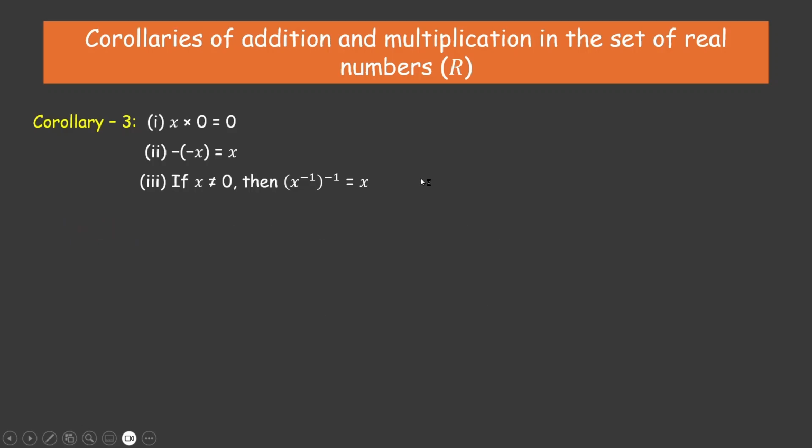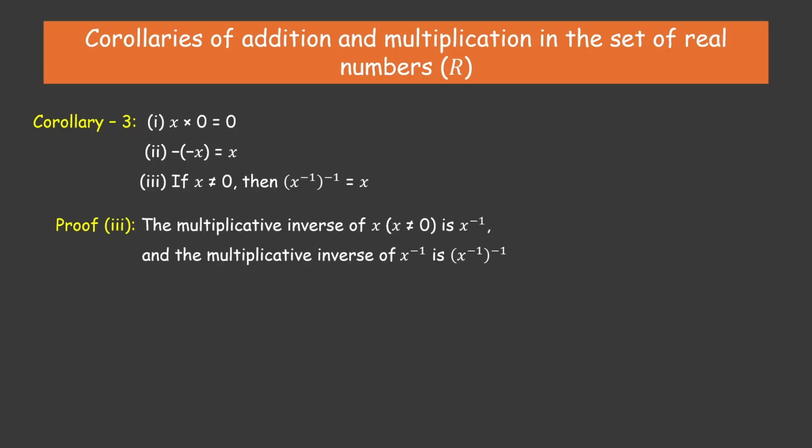Let's head on to the third one. If x is not equal to 0, then inverse of inverse of x is equal to x. First of all, the multiplicative inverse of x, where x is not equal to 0, is x raised to power minus 1 or inverse of x, right?